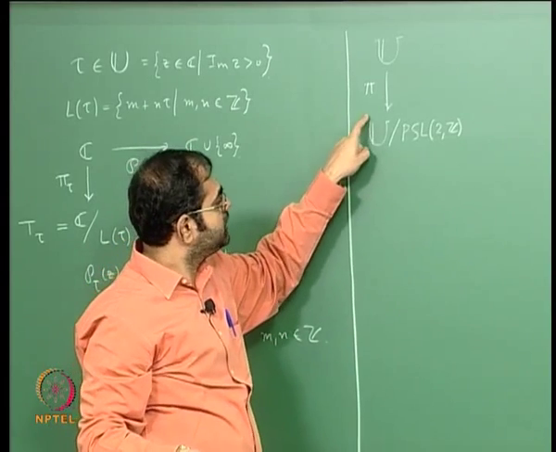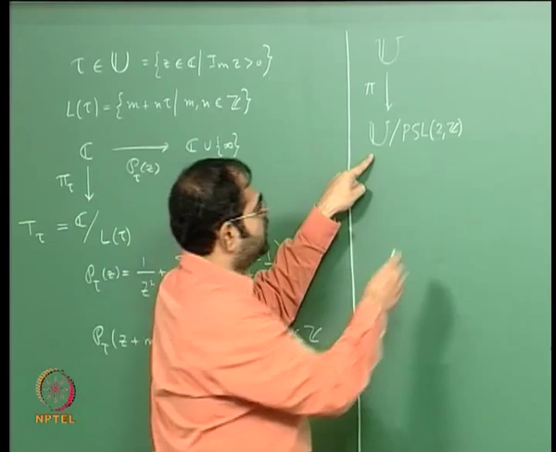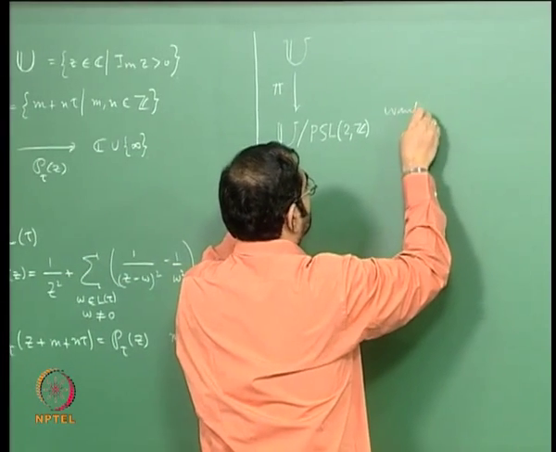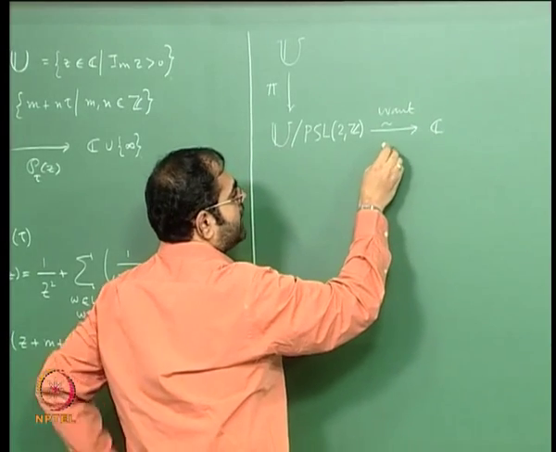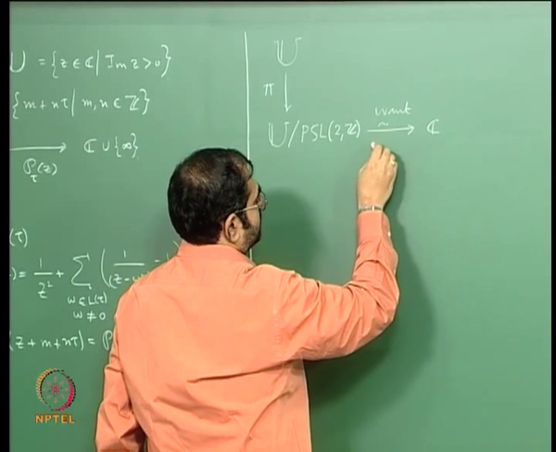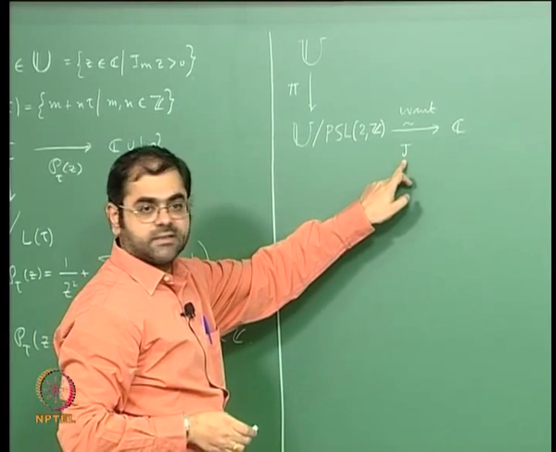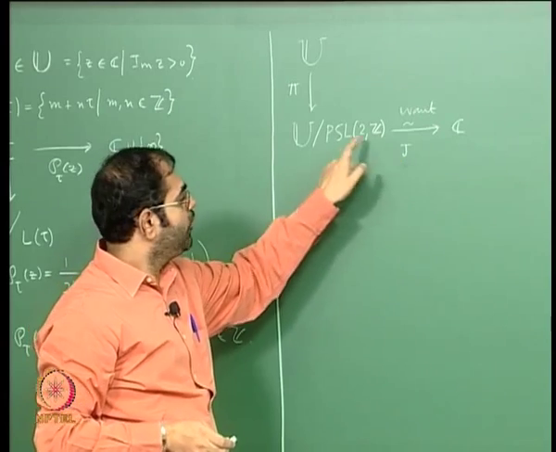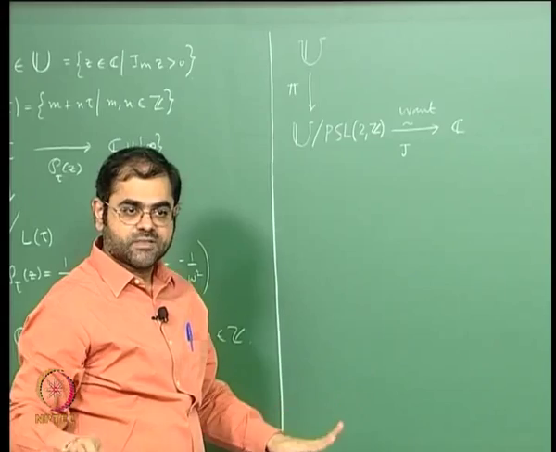So essentially you want to have functions on this. You want an isomorphism of this with C, and for the moment let me call this J. So I want to construct this holomorphic function J, which is an isomorphism of this Riemann surface with the complex plane given its natural Riemann surface structure.